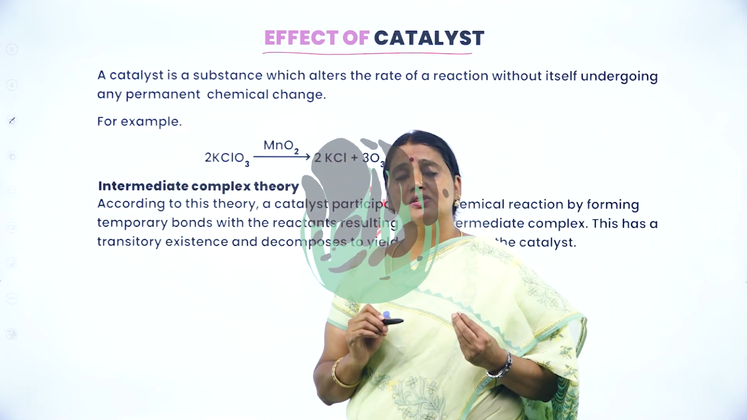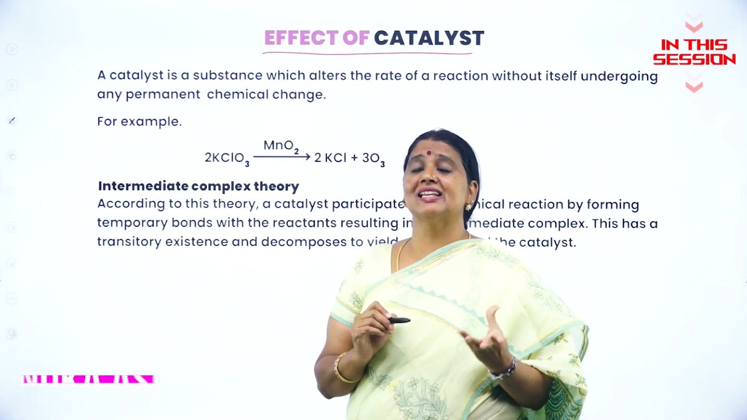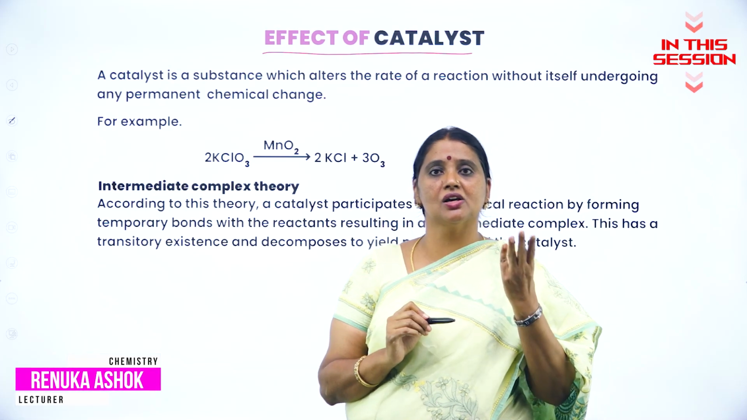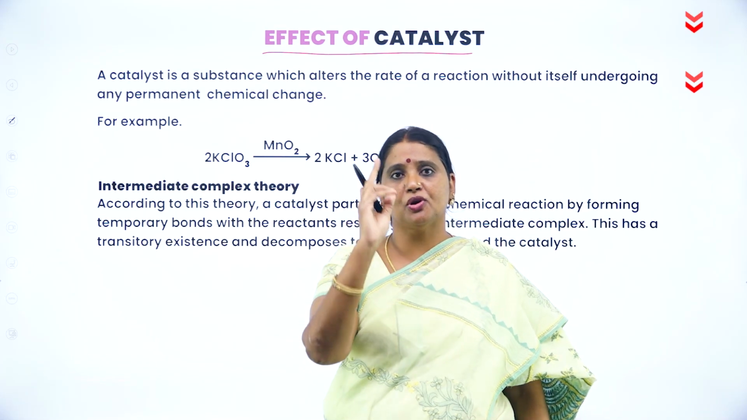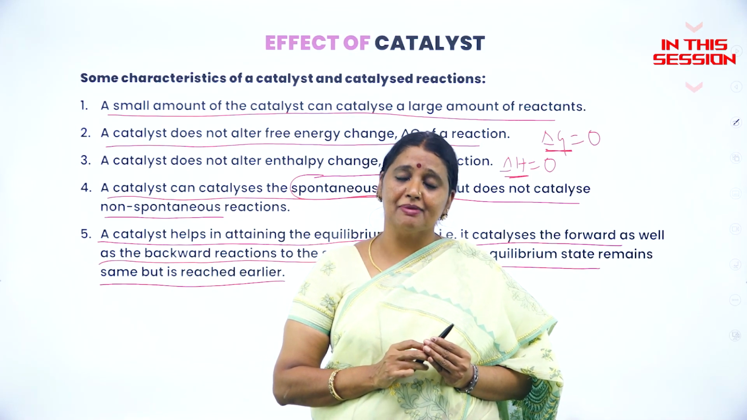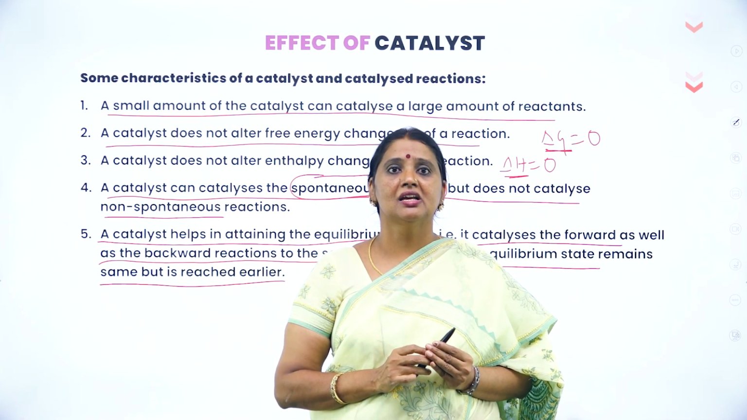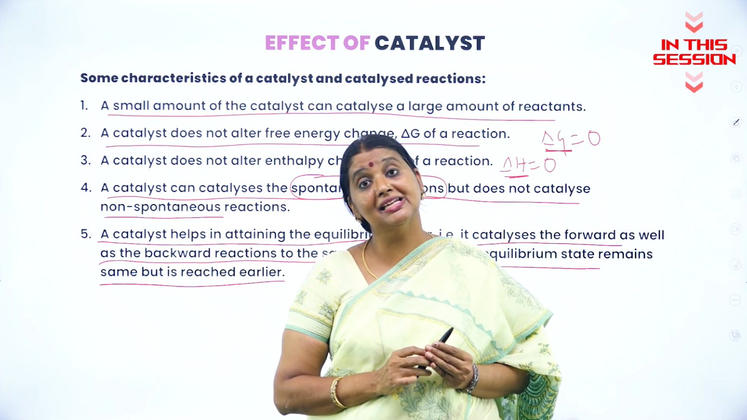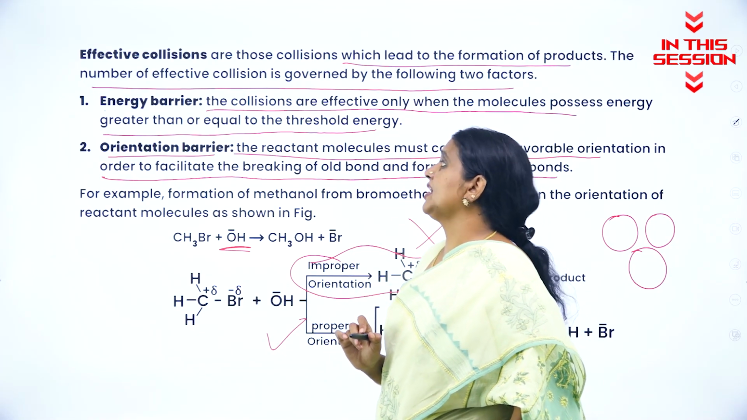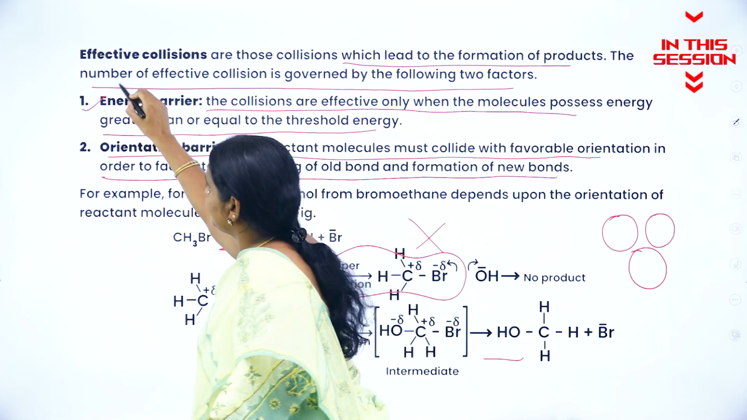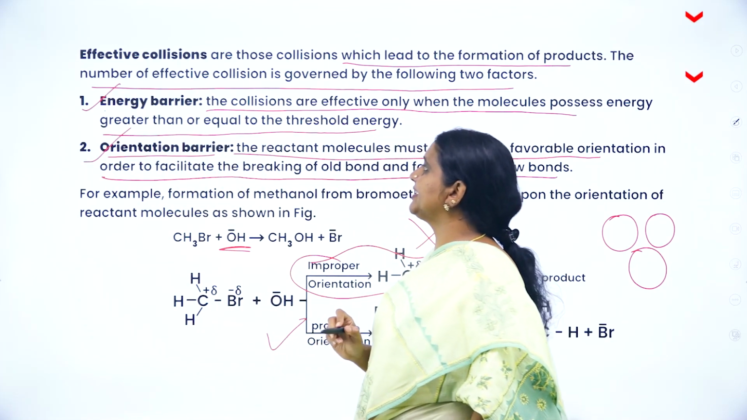A catalyst is a substance which is used to alter the rate of the reaction, whether it increases or decreases. If it increases the rate of the reaction, it is called positive. When you add a catalyst, chemical equilibrium is attained very fast, very quickly, but the chemical equilibrium constant remains the same. The two factors which give effective collision: one is the energy barrier, and another one is what? Orientation barrier.